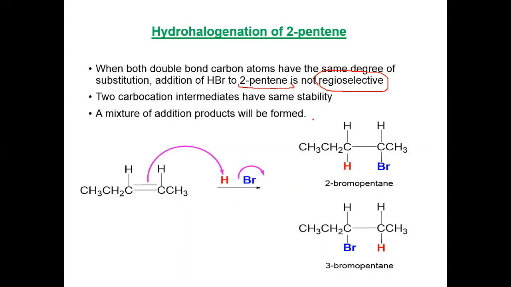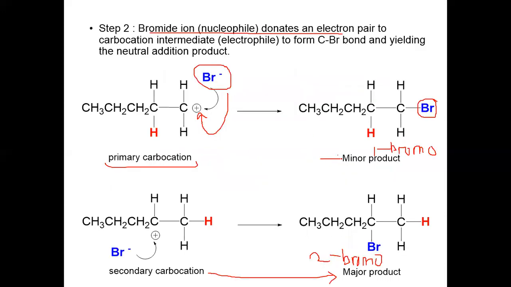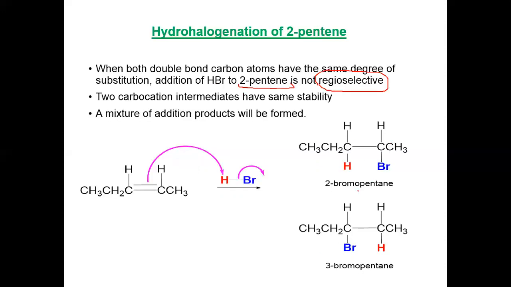Macam tadi minor dengan major product kan. So major product mungkin 99% is the product. Ini mungkin hanya 1% produced by end of the reaction. Tapi kalau yang ni mungkin 50%, yang ni 2 bromo dan 50% juga untuk 3 bromo. But dia tak regioselective. A mixture of addition products will be formed. So contoh mekanisme yang sama.